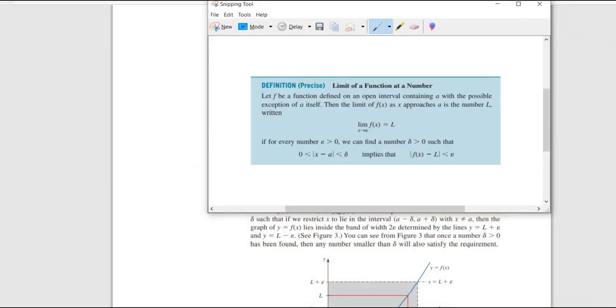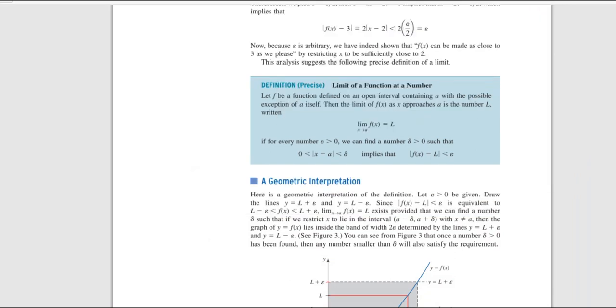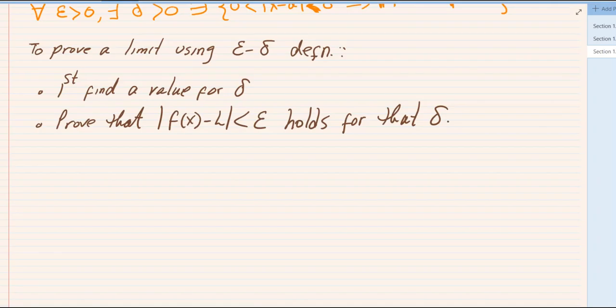Let's take a look at an example where we want to prove that the limit of something exists and it's the value that they say it is. Okay, in this example, we want to use the epsilon-delta definition to prove the limit. So let me do that. Use the epsilon-delta definition to prove.